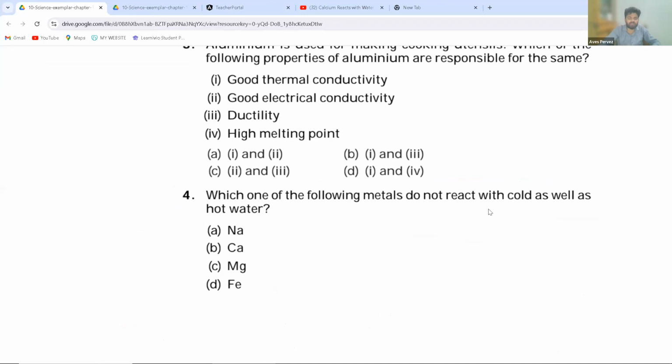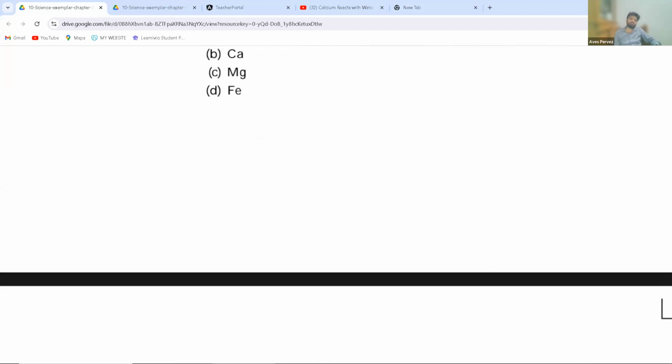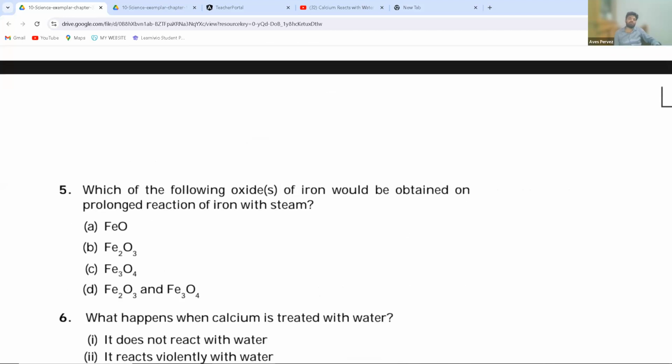Just tell me the answer. Question number 4. What should be the answer for question number 4? Yes, you, Mariam. Do not react with cold water: Iron, Fe. Iron. Yes, Aisha, is Mariam correct? Yes. Okay. Because you know that iron reacts with steam, that's why it does not react with cold water. Can you answer me question number 5?